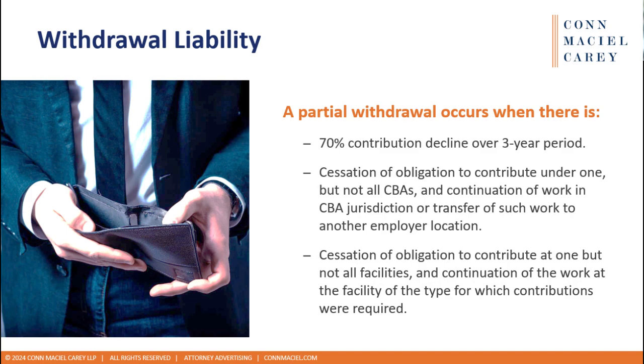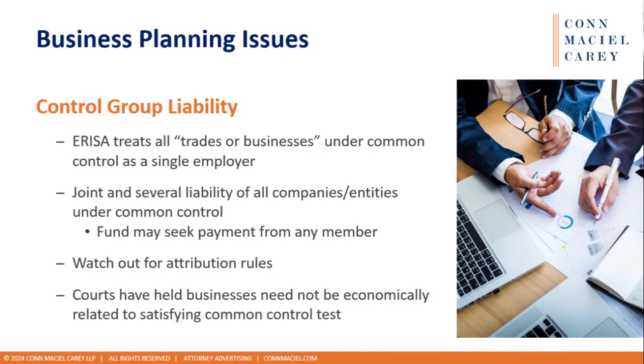Other things to consider in business planning is control group liability. ERISA treats all, quote, trades or businesses that are under common control as a single employer. They hold them jointly and severally liable for any withdrawal liability. And that could really ruin your day, because the fund can go after payment from any member of the control group. Courts have held that the businesses that are in a control group don't have to be economically related. They just have to be under common control.